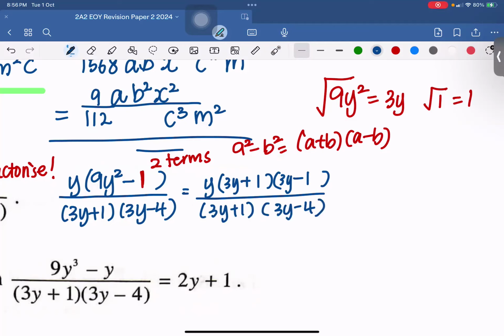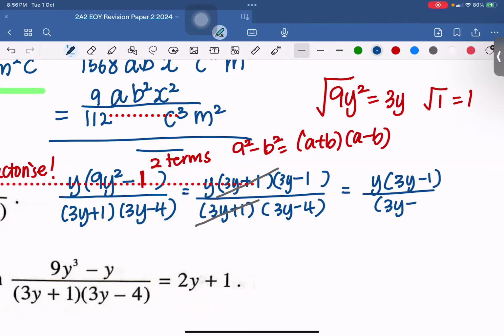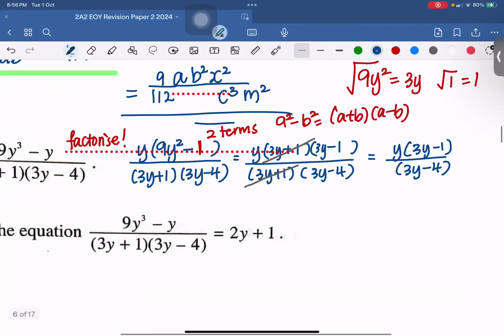What is the common factor now? 3y plus 1. Minus or plus? Plus, the plus 1. So 3y plus 1 is the same, cancel away. Don't expand the numerator or whatever, keep it factorized. Then copy the remaining. This one is your answer. Is this okay?